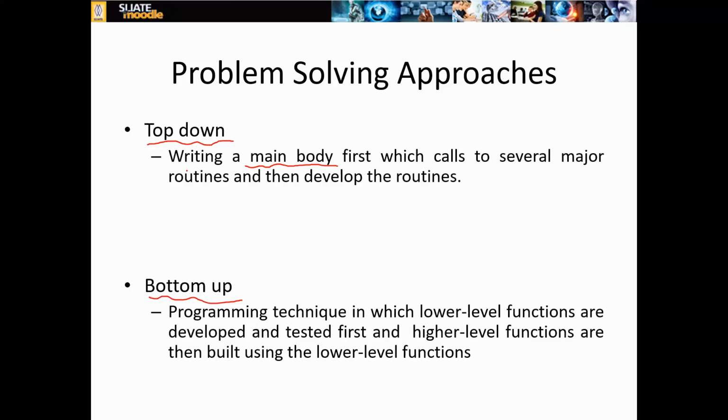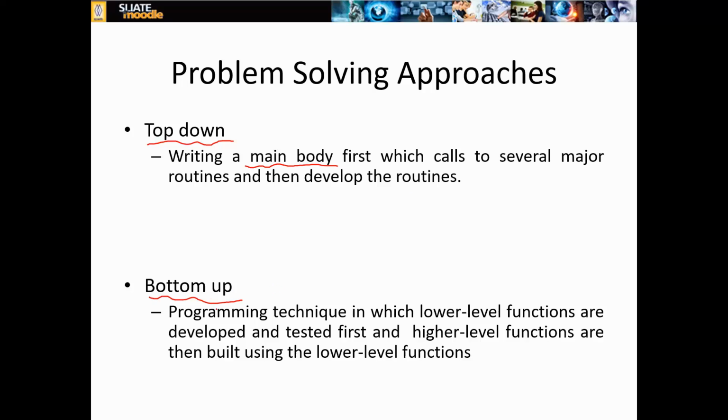If you can read this, top down means writing a main body first, which calls several major routines, and then developing the routines. Routines means the submodules we have already discussed, and the main body is the controlling part, right? So in top down, you write a main body first, which calls several major routines, and then develop the routines, right? This is the first thing to do, and other submodules or routines will be developed later.